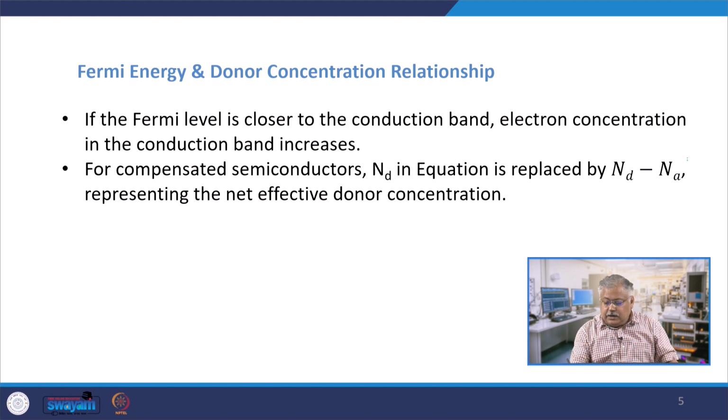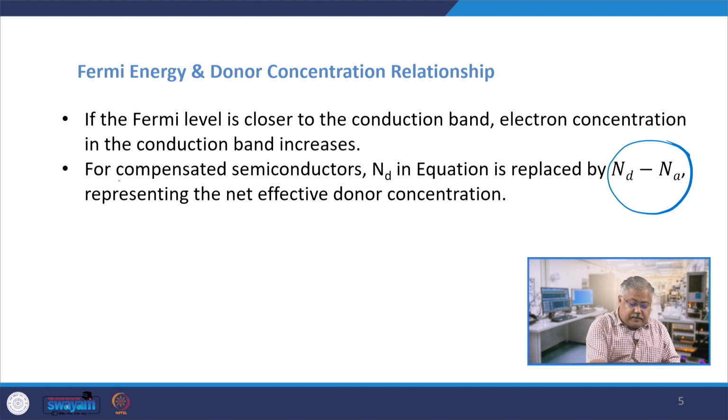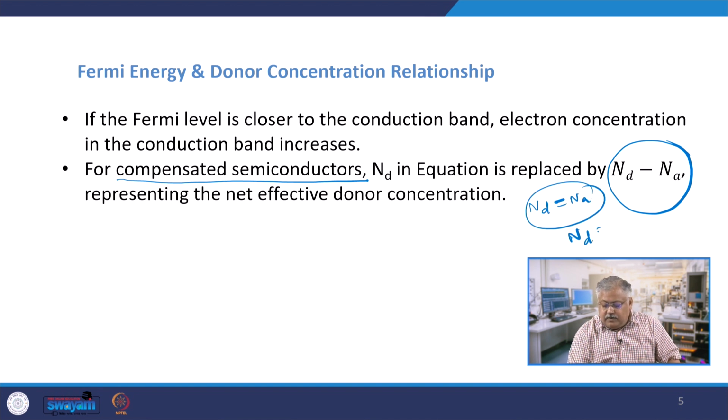And that is the reason you see that Nd has to be replaced by Nd minus Na in the compensated semiconductor. So, compensated semiconductors are defined as those semiconductors where you first do a group 5 doping and then you do a group 3, right? Or otherwise you do group 3 first and then you do a group 5. Either of the two cases you do. So, what will happen? We can very well understand, if Nd becomes equal to Na, right, then Nd minus Na will be equal to 0.